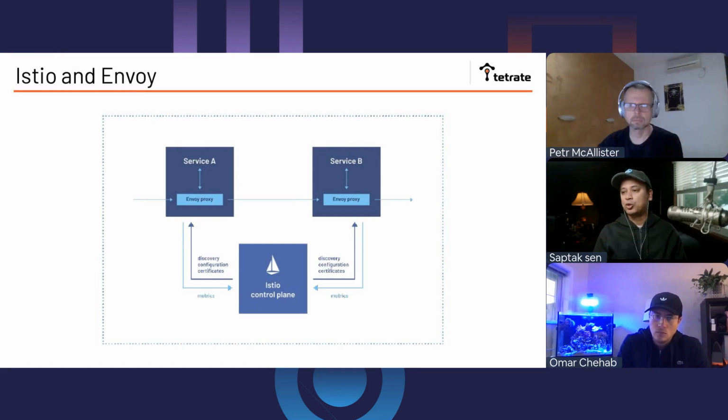Now, there are two parts to it. One is what we call the Envoy proxy. The Envoy proxy is a sidecar today, which sits with every pod that gets deployed. And then we have the Istio control plane.